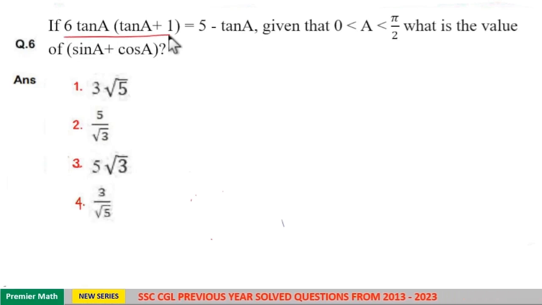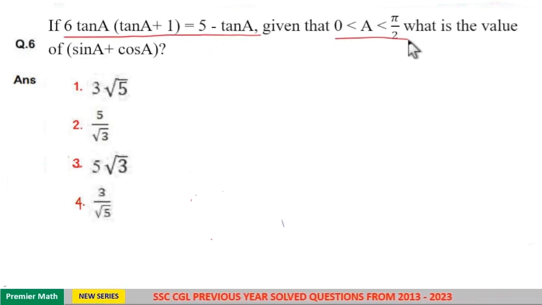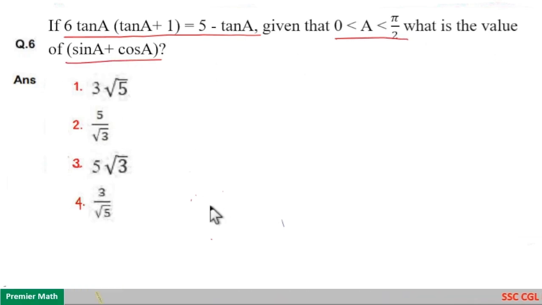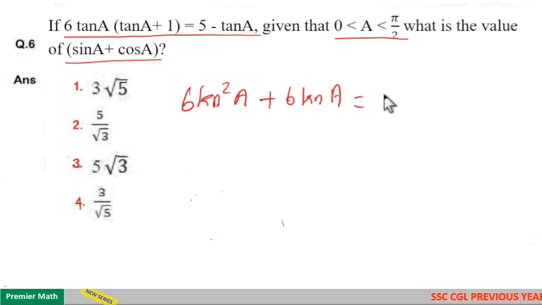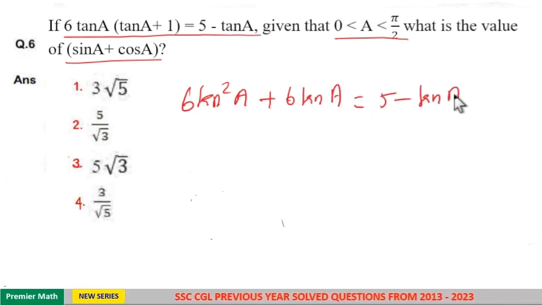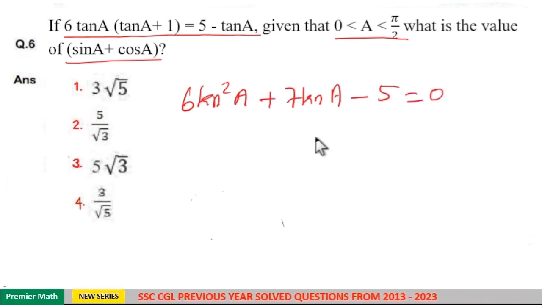If 6 tan A into tan A plus 1 equals 5 minus tan A, given that 0 is less than A less than pi by 2, what is the value of sin A plus cos A? Here 6 tan A into tan A plus 1 means 6 tan square A plus 6 tan A, which is equal to 5 minus tan A. Now this tan A comes to the left hand side, so this will become 7 tan A, then we have minus 5, which is equal to 0.